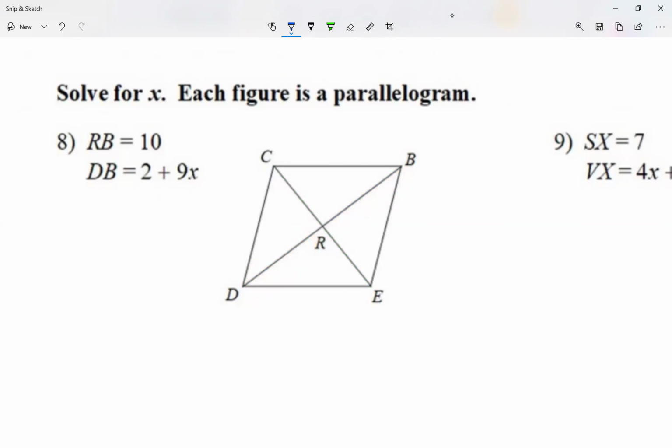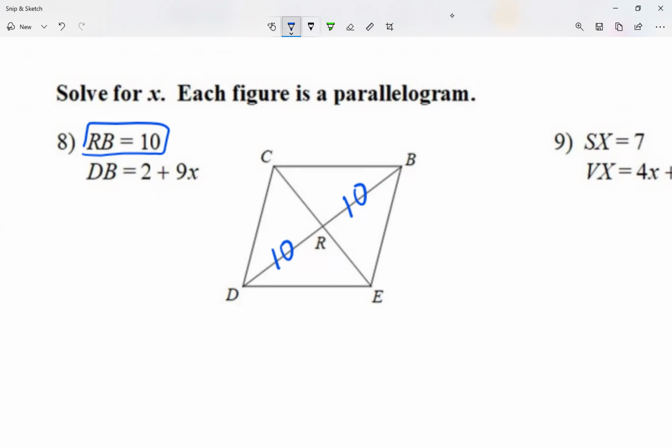We have to solve for x. Each figure is a parallelogram and we deal with diagonals here. The segment RB, from R to B, is 10. So I'm going to say this is 10, and guess what? This is 10 as well, because remember how I said the diagonals cut each other in half? I'm going to start with the segment that is all numerical. I'm giving you two segments, and usually one of them is all numerical. That's what I'm going to start with.